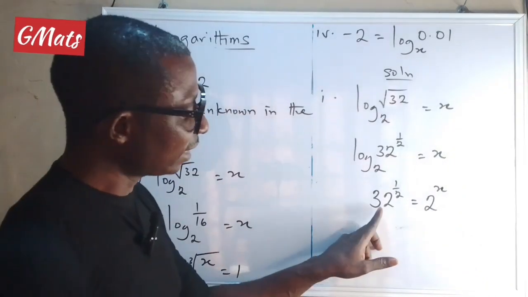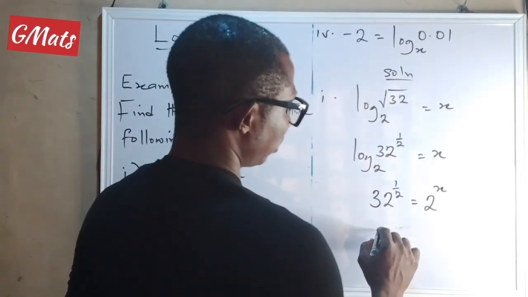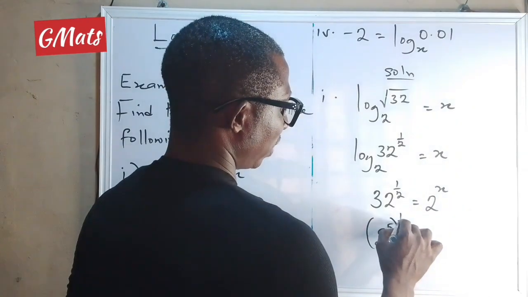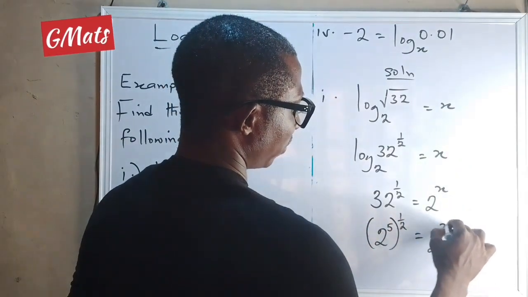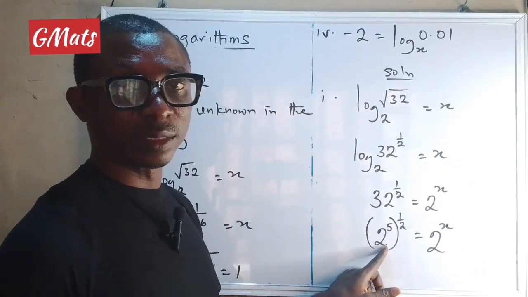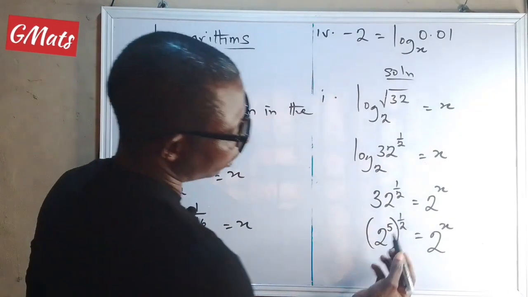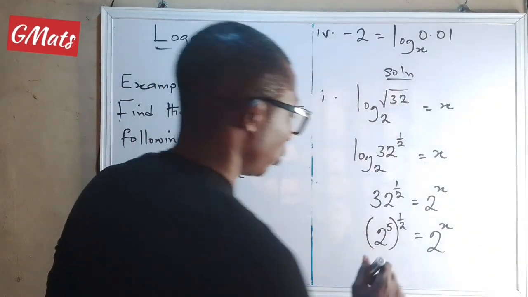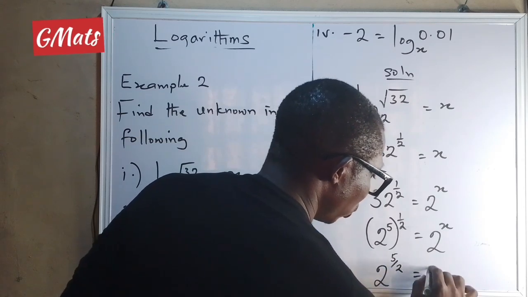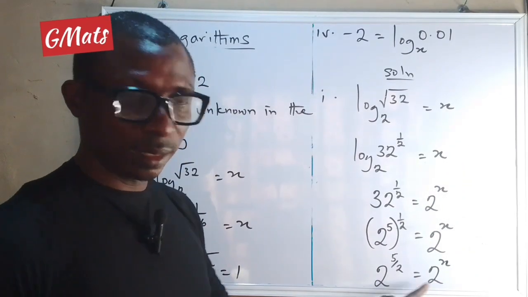Alright, so now the next thing is to express this in index form. 32 in index form is going to be 2 raised to the power of 5, raised to the power of 1 over 2, equals 2 raised to the power of x. Right? So when you multiply 2 in 5 places, you are going to have 32. So now, 5 will multiply half. So we have 2 raised to the power of 5 over 2 equals 2 raised to the power of x. As you can see, the bases are equal.